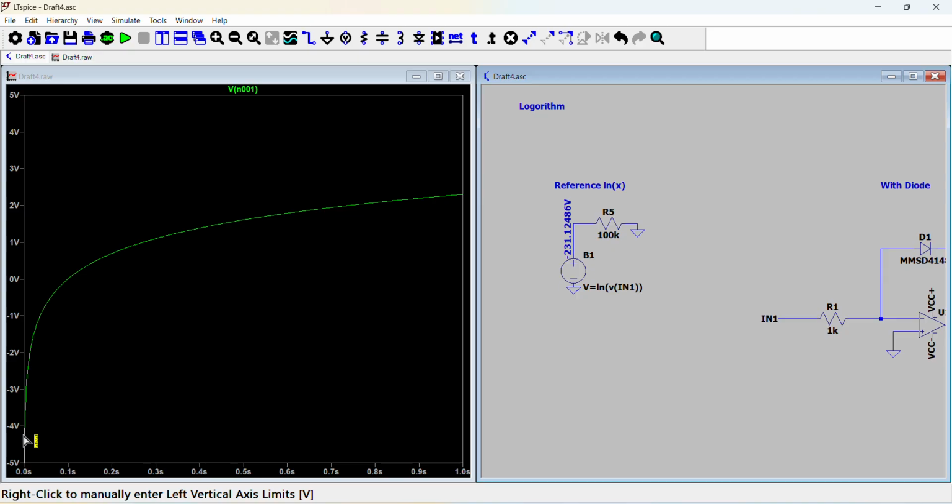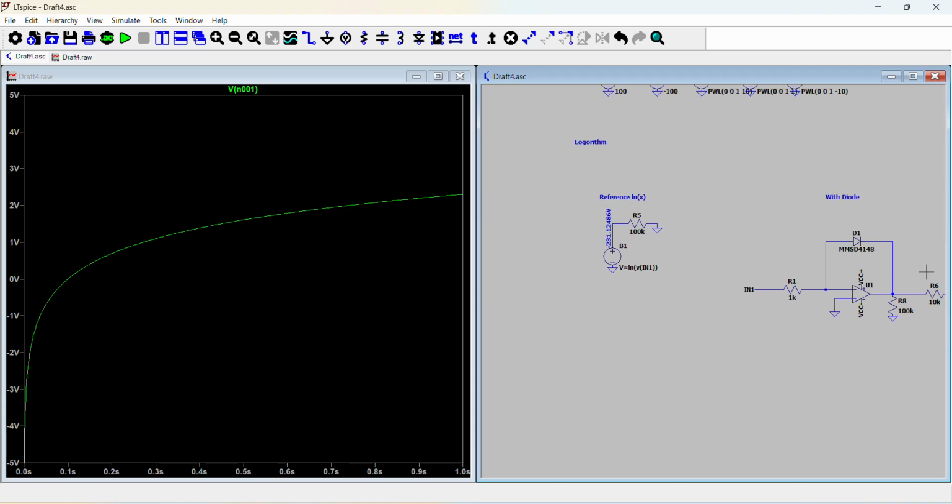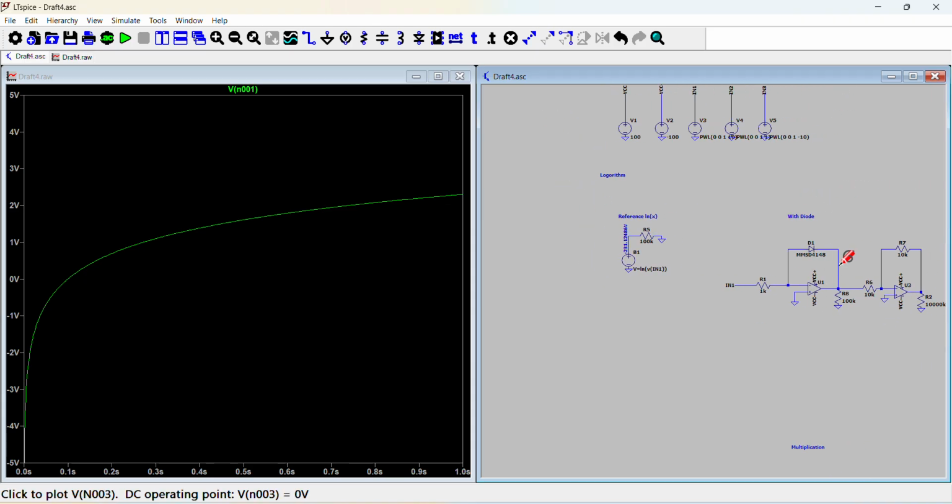As you can see, something to note is that at y equals 0, this x-axis intercept does not intercept at x equals 0. So it intercepts at exactly 1 volt in this case, because ln of x when x equals 0 is actually negative infinity. However, in a log amp, that won't exactly be the case.